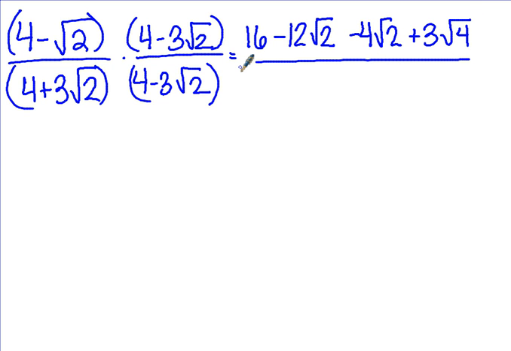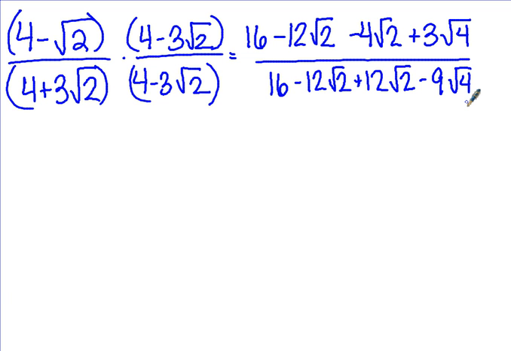In the denominator, 4 times 4 is 16. 4 times negative 3 root 2 is negative 12 root 2. 3 root 2 times 4 is positive 12 root 2. And 3 root 2 times negative 3 root 2 is negative 9 root 4. All right, let's go ahead and simplify, starting in the numerator.